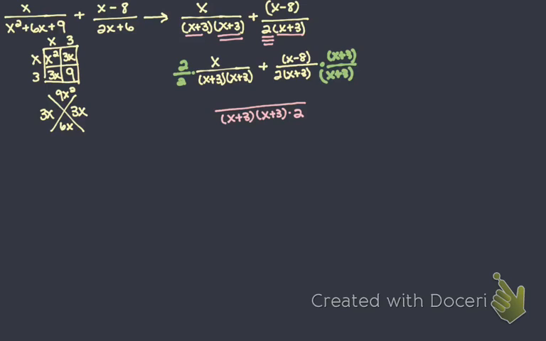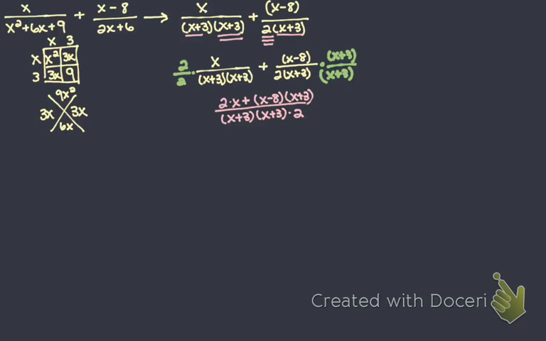Because these both have a common denominator, I can go ahead and add their numerators together. The numerator of the first one is going to be 2 times x, plus the numerator of the second one, which is x minus 8 times x plus 3, with the common denominator of x plus 3 times x plus 3 times 2. At this point, I like that my denominator is written as a product. The unfortunate part is that my numerator is written as a combination of a product and a sum, and I don't really understand what that means.